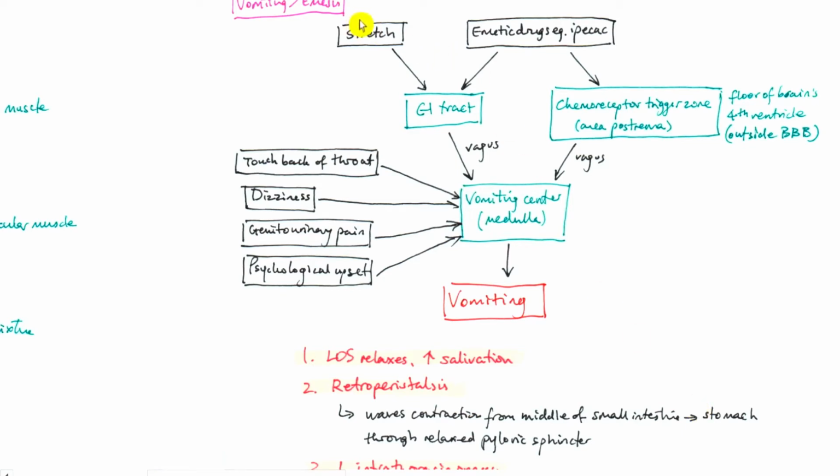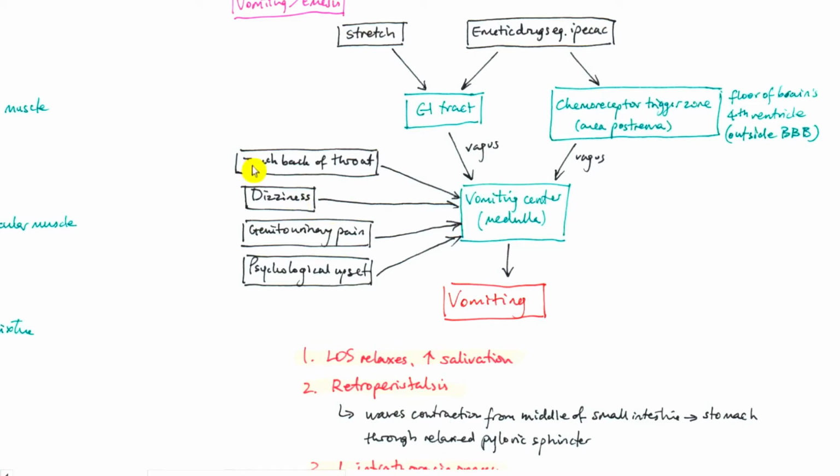So now we look at vomiting, or emesis, which is where food comes back up from the stomach and back up through the mouth. It can be triggered by many things. It can be triggered by stretch, which acts on the GI tract, and emetic drugs such as ipecac, which acts on the GI tract and the chemoreceptor trigger zone in the area postrema of the brain. Now this is on the floor of the brain in the fourth ventricle, outside the blood-brain barrier, so there's not much protection for it and it's triggered pretty easily by drugs in the blood.